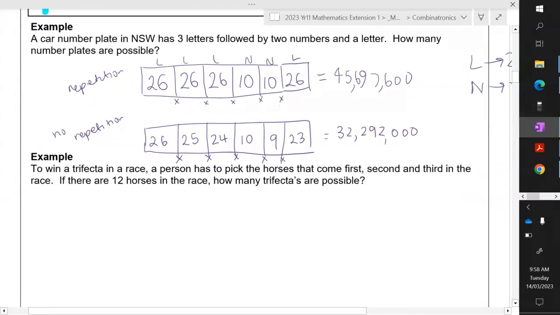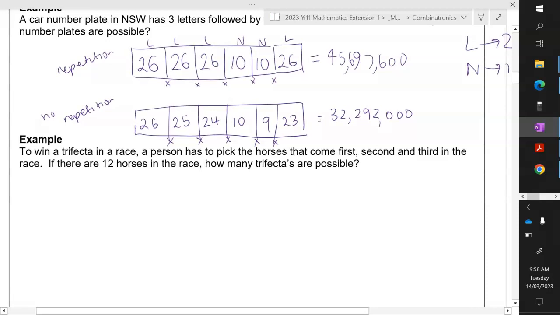Okay, so let's have a look at the next one. It says, to win a trifecta in a race, a person has to pick the horses that come first, second, and third in the race. So trifecta is 3, tri is 3. If there are 12 horses in the race, how many trifectas are possible? Okay, so a trifecta is 3.